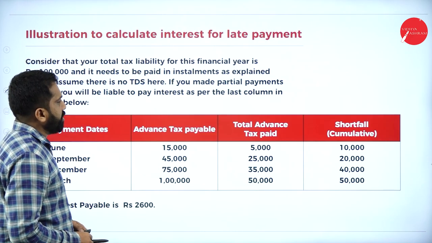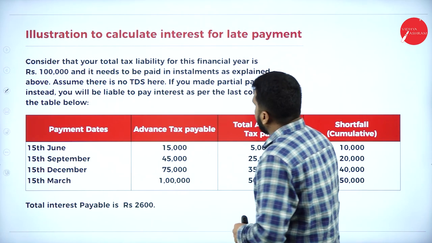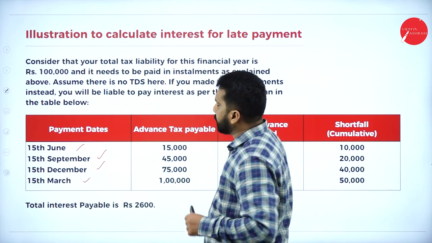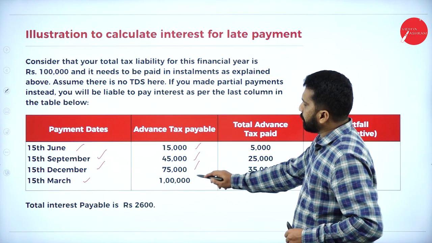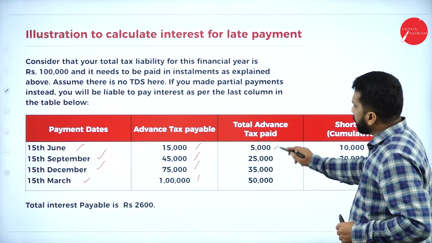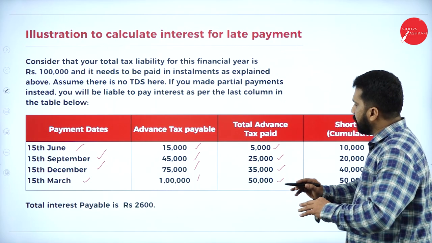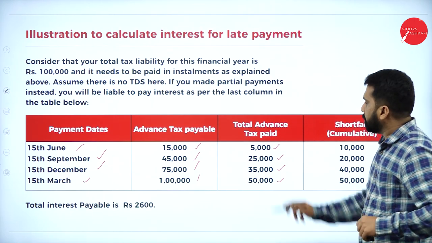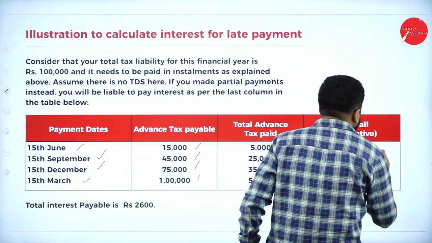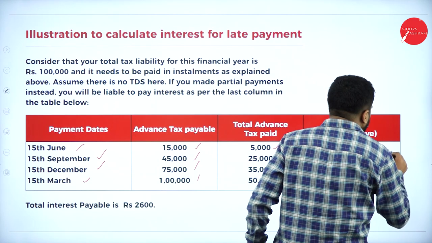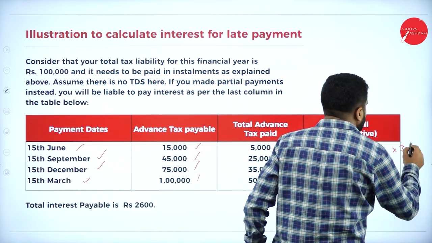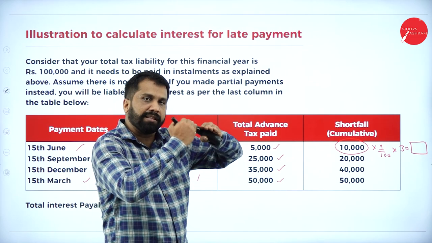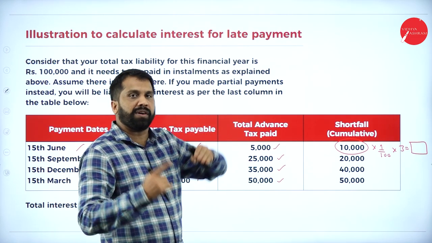Now, what is the calculation? I'll show you. This is your question number 1. Advance tax is payable on 15th June, 15th September, 15th December, 15th March. Advance tax payable is how much? 15,000, 45, 75, 100. But how much is paid? 5,000, 25, 35, 50. Out of 15,000, how much is paid? 5,000. What is the shortage? 10,000. 10,000 into 1% into 3 months. This is your answer. Got it? First one, 3 months. Second, 3 months. Third, 3 months. Last one, 1 month.